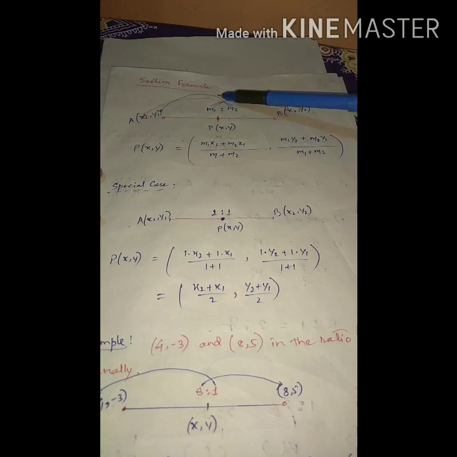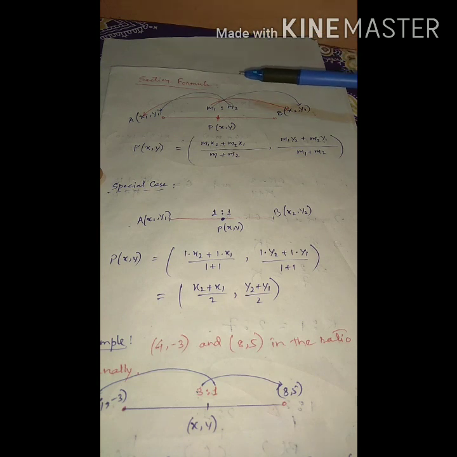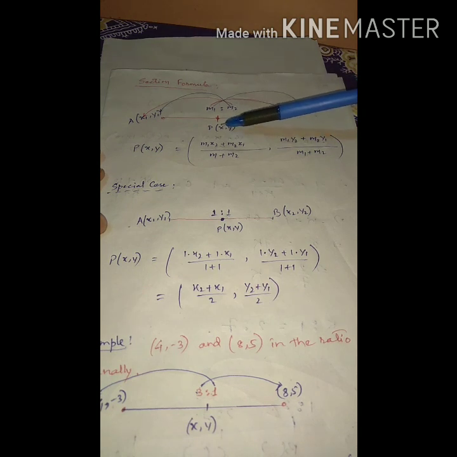This formula we have to apply here, and this is the section formula. In the section formula there are two results, one is internal and another one is external. We have to discuss the internal one. So our main task is to find this point P (x, y) with the help of this ratio.